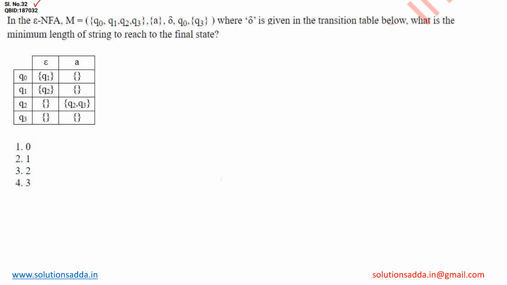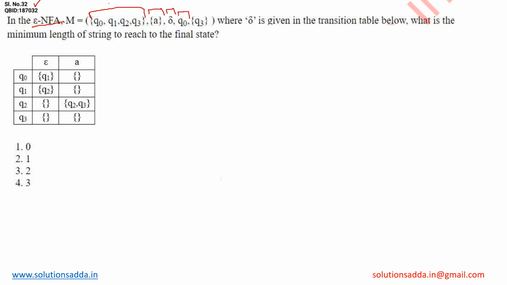Hello everyone, this is question number 32. This question belongs to the theory of computation, from the NFA topic. The question says that in the epsilon-NFA M, this is the tuple of any machine, and this represents the total number of states, this is the symbol set, and this is the transition function.